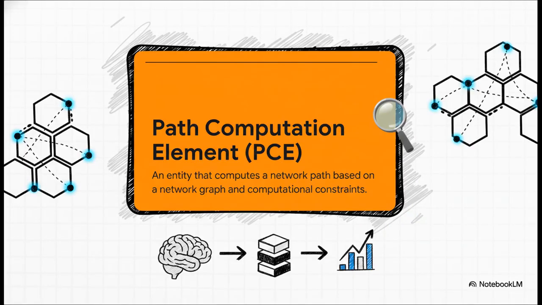So let's be super clear about what a PCE is. The RFC defines it as an entity, which could be a special application or a dedicated server, whose whole job is to compute network paths. It takes in the entire network map, this huge graph, along with a list of all the rules and constraints, and it just crunches the numbers to find the best possible way through. It's literally the brains of the operation.